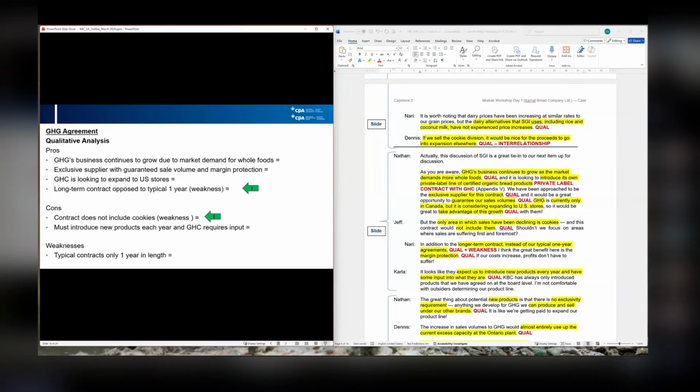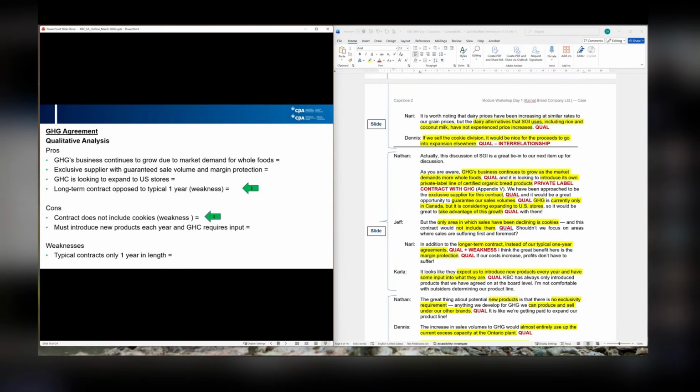GHC is looking to expand in the US. And they're offering a long-term contract as opposed to the typical one-year contract that KBC has, which is a weakness. So in order for that to count for integration, I need to include it in my SWOT analysis, which is part of my situational analysis. So there's another example of integration.